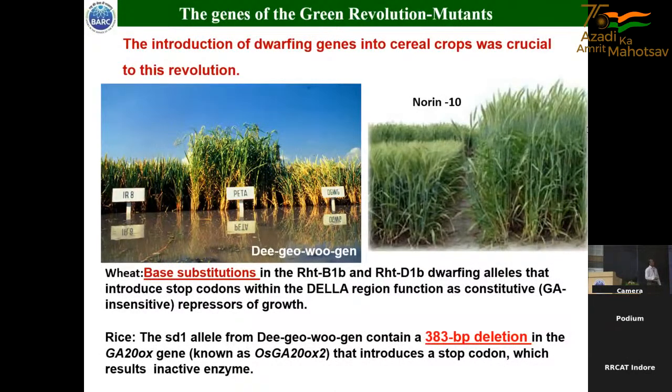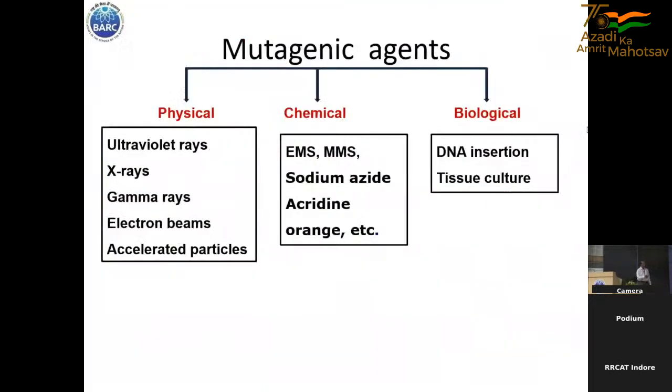Fundamentally, if you analyze at the genomic level, one base substitution at the Rht gene of the wheat has resulted in the semi-dwarf character, and in the same way in rice, a 383 base deletion in this particular gene, OsGA20ox, resulted in the dwarfing nature. So basically, the slide says that mutation plays a very important role in our green revolution. That's why I kept this slide. From that slide, you might understand that mutation is happening in nature.